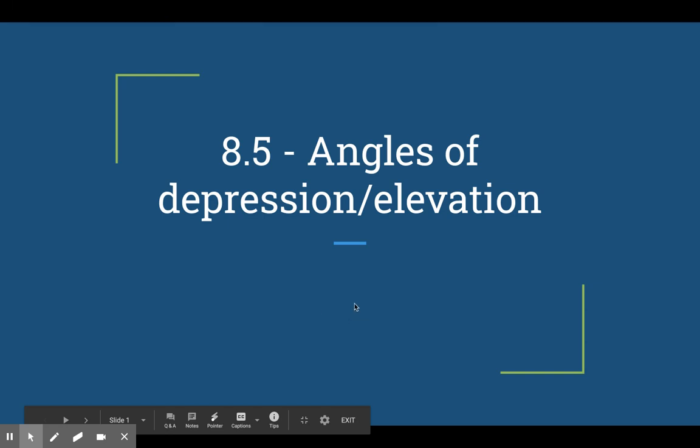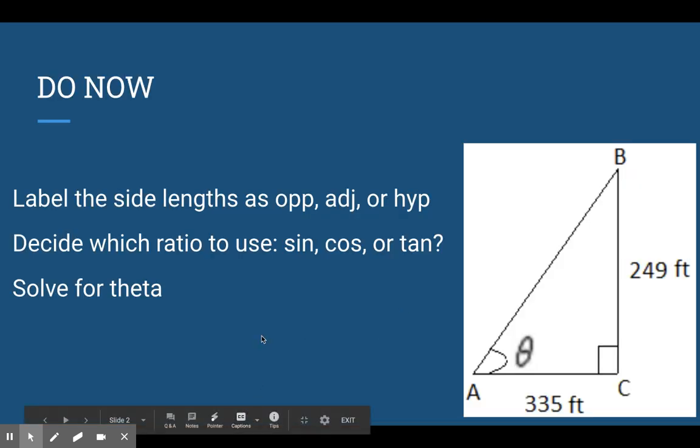What's going on, everybody? We're moving on with Chapter 8. Today we're talking about 8.5, angles of depression or angles of elevation. Okay, do now real quick. This is a review from last lesson, 8.4, where we did inverse trig.